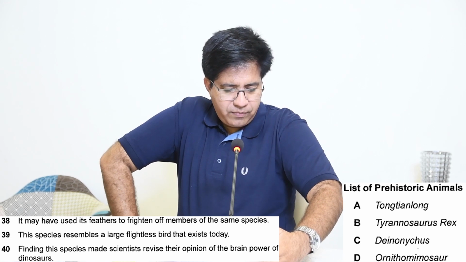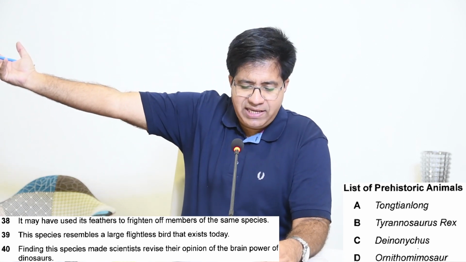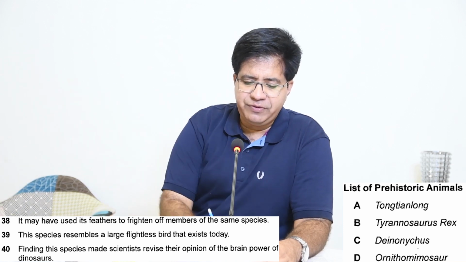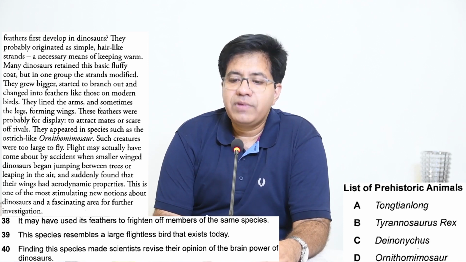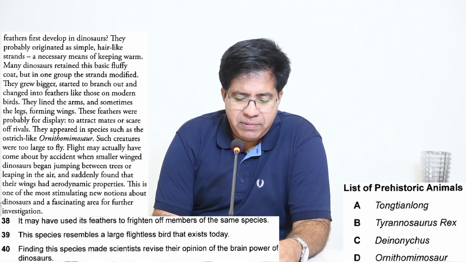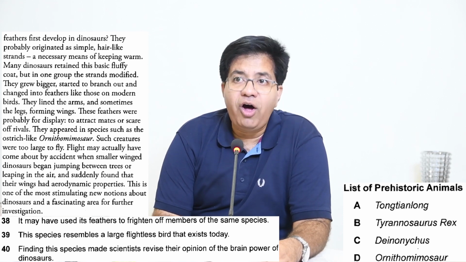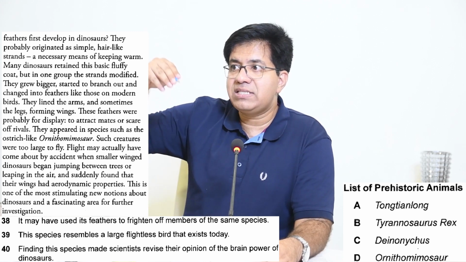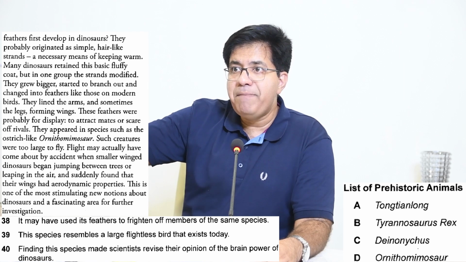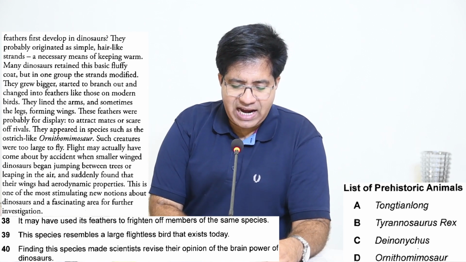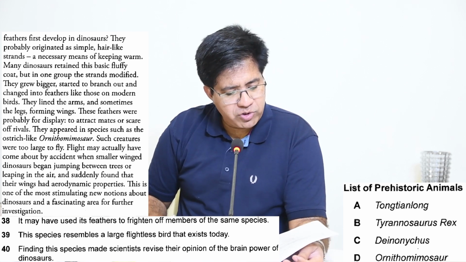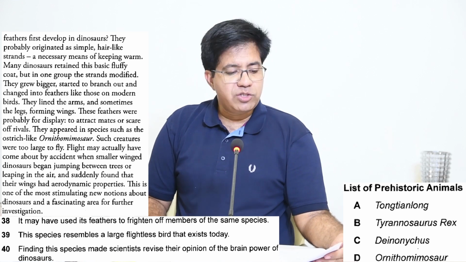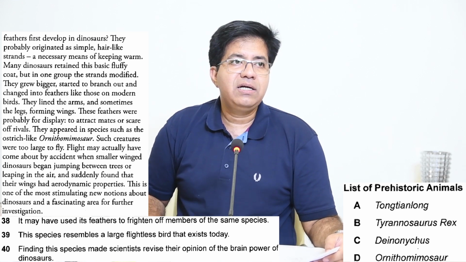Okay. It's the second page of your passage. Second page, first paragraph in the middle. These feathers were. Found it? Yes. Okay. These feathers were probably for display to attract mates or scare off rivals. Scare means afraid and rival means other members of the species. And which type is that? Ornithomimosaurus. That is option D. So for question number 38, the answer is D.